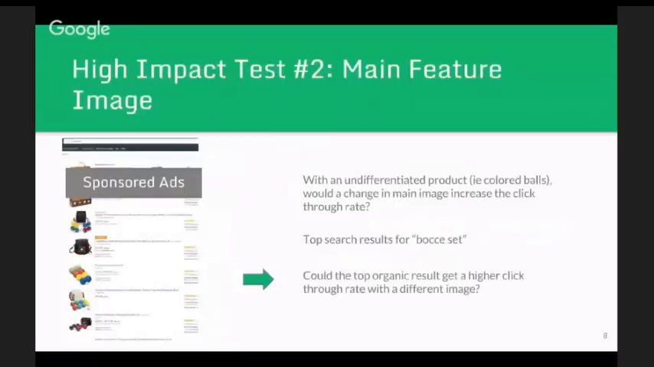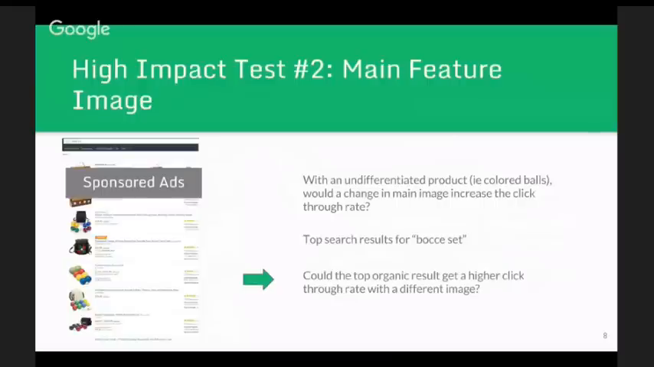So we talked about pricing. That is one of the lowest hanging fruits. The other lowest hanging fruit is changing your main image. This is the image that everyone sees when they search. So if I search for bocce balls, these are the images that I see over here on the left-hand side. And this is what is going to get you the clicks into your listing.